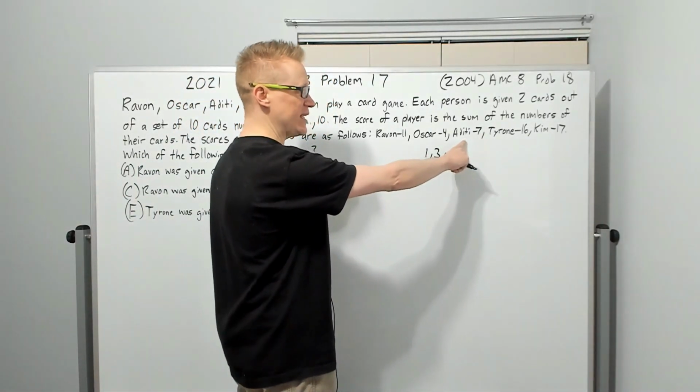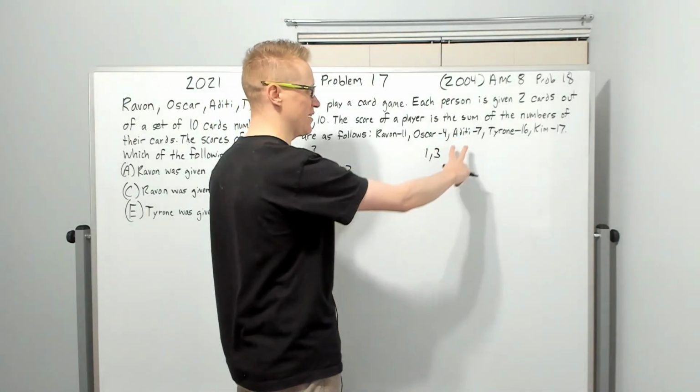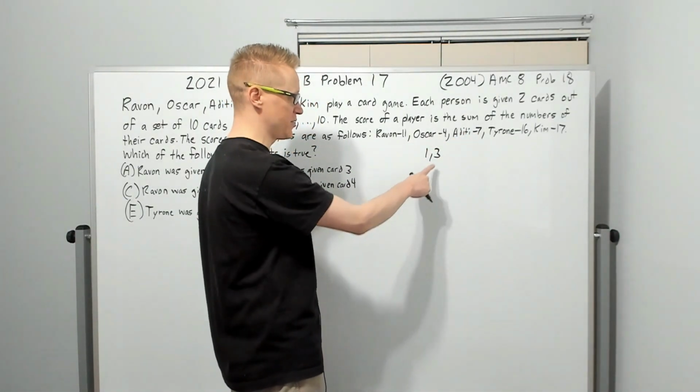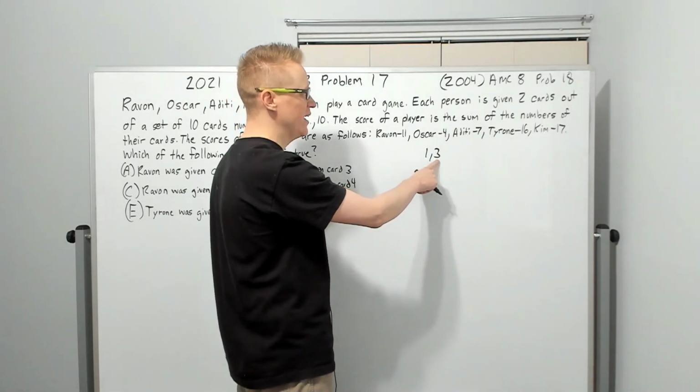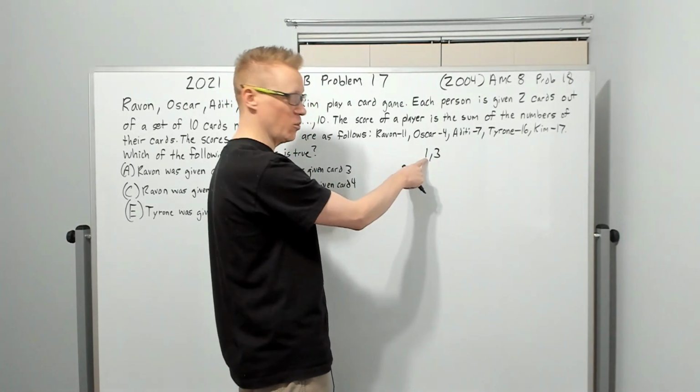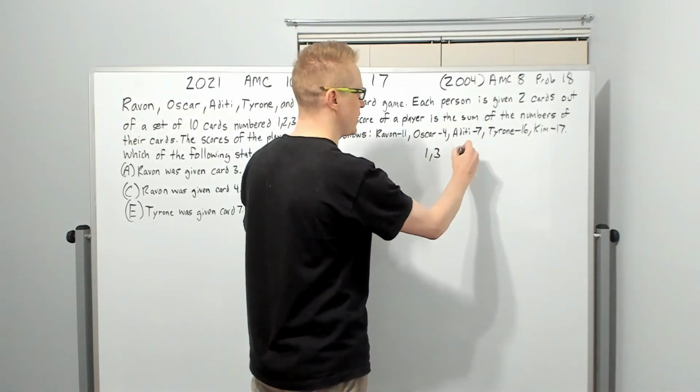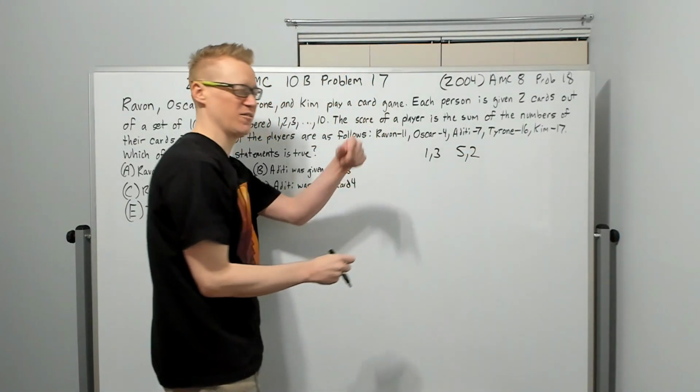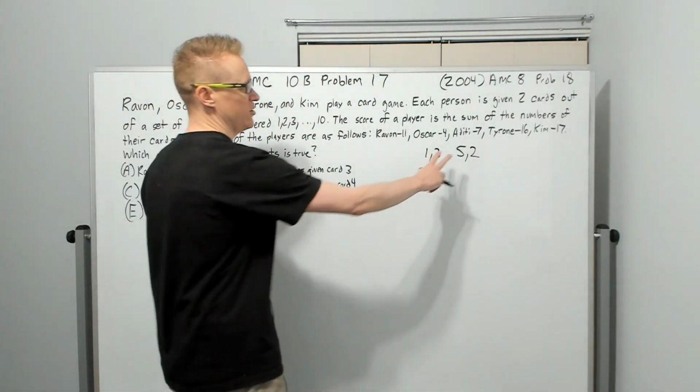Next person up is Aditi. She's the next lowest score of 7. Analyze. Can she have 4 and 3? No. 3 is right here. Can she have 1 and 6? No. 1 is already in use. She or he must have 5, 2. I don't know if that's a male or female name. Okay, so 5 and 2 here.